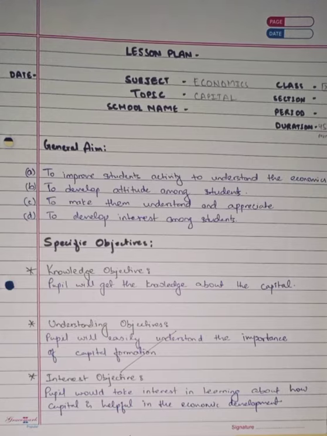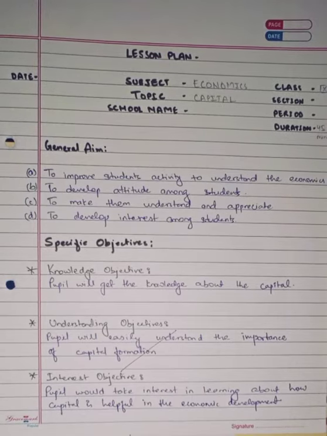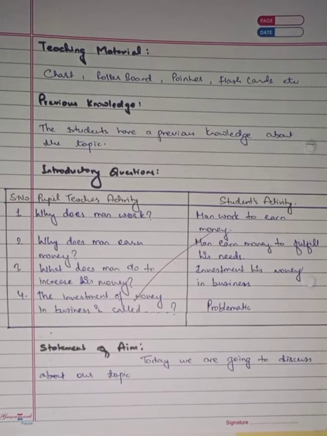Then the lesson plan starts with the general aim. There are some general aims in front of your screen, and the specific objective. There are many types of specific objective, like knowledge objective, understanding objective, interest objective, or attitude objective. After these objectives, the new heading is teaching material.